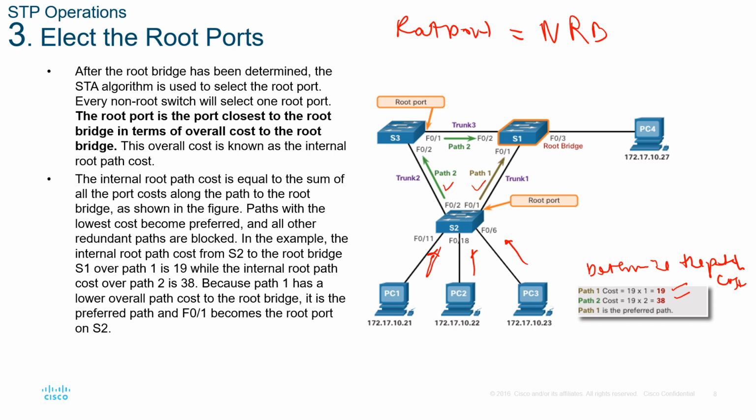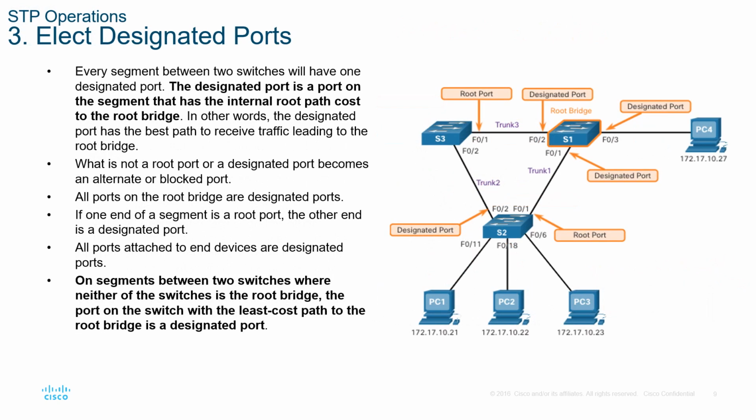Okay, the same goes for S3. On S3, we have two ports, F01 and F02. Of course, F01 is the closest port to the root bridge. That's the reason why F01 is selected as root port on S3. Okay, now the fourth step, number 4.